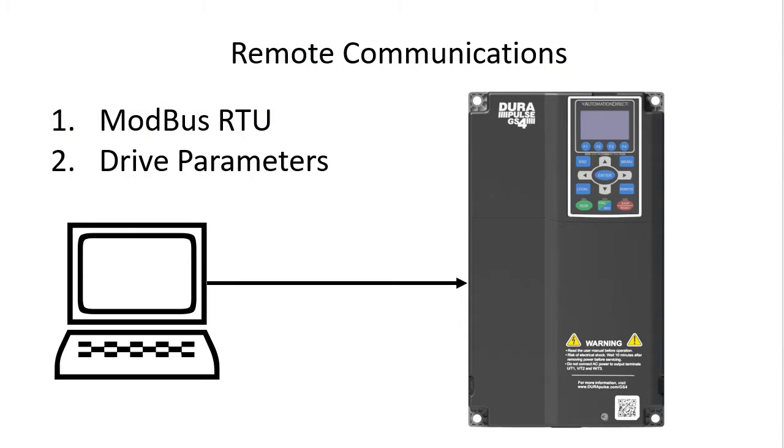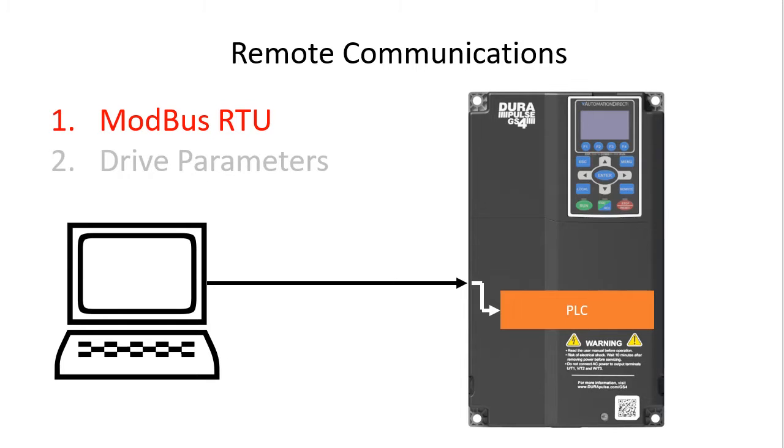There are two ways you can communicate with the GS4 Variable Frequency Drive's built-in PLC. The first way is using Modbus RTU. The drive and the PLC have different Modbus addresses, so you can simply configure your controller to talk to the two different addresses via the drive's Modbus port.